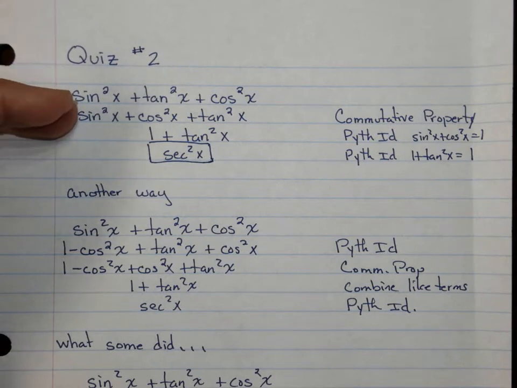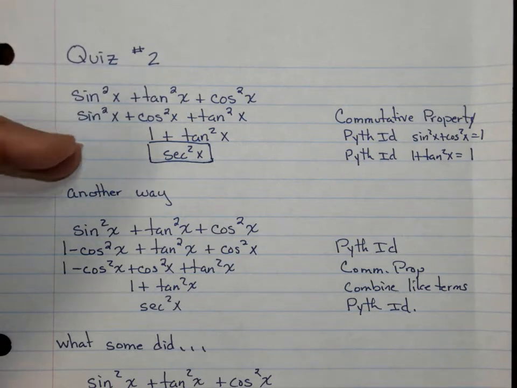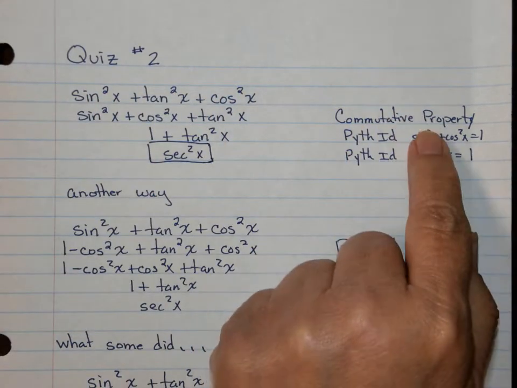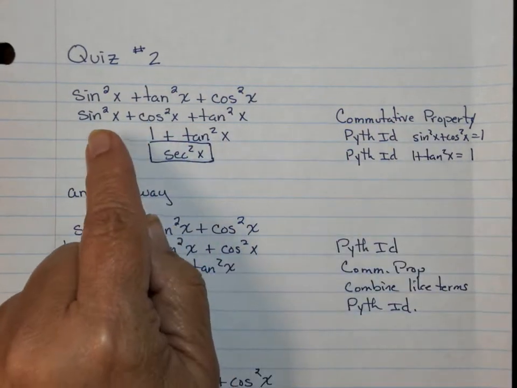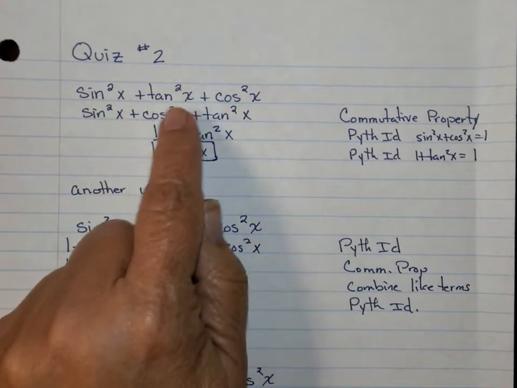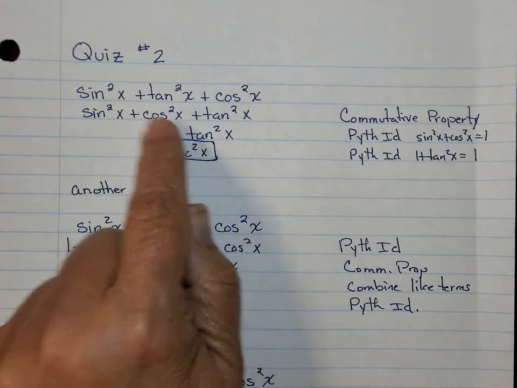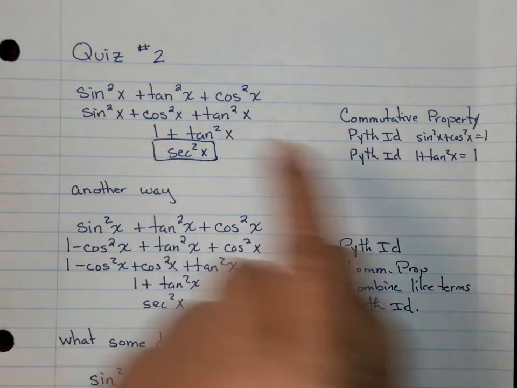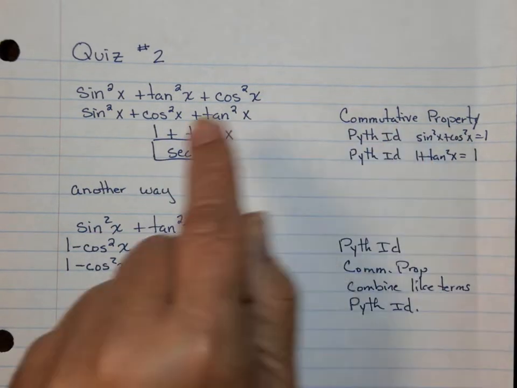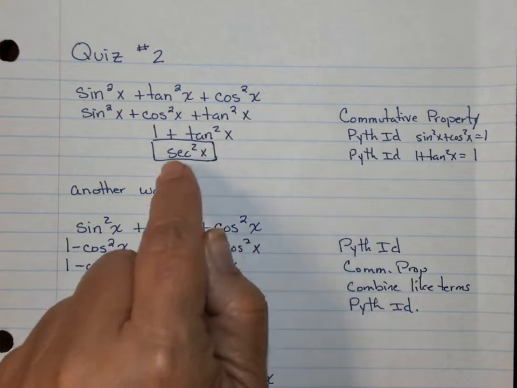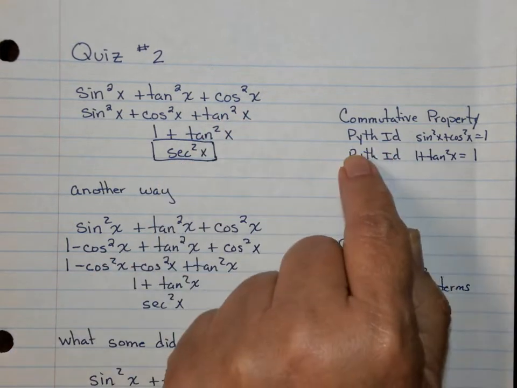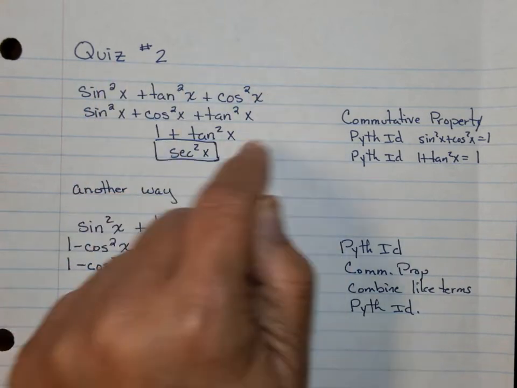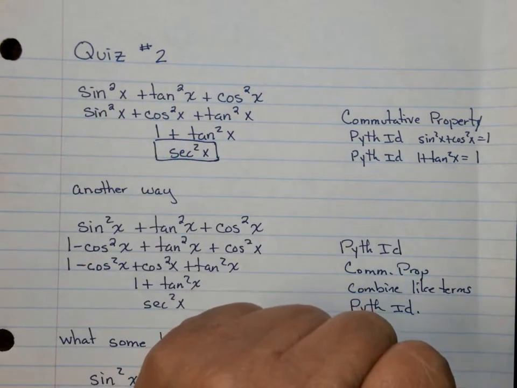Every line is equal to the line above it. So I can change the order. That's called the commutative property. And I would do that so that sine squared x and cosine squared x are next to each other. So then when I add those together, those are equal to 1 by the Pythagorean identity. And then 1 plus tangent squared x is secant squared x by the other Pythagorean identity. That's probably the easiest, most efficient way to do that problem.